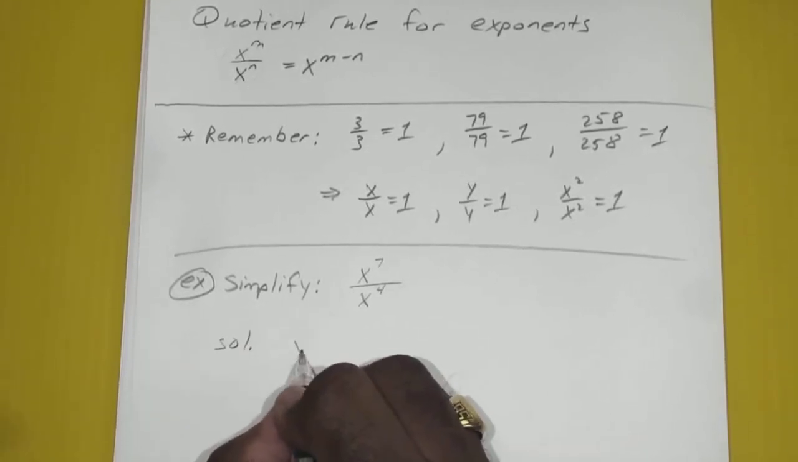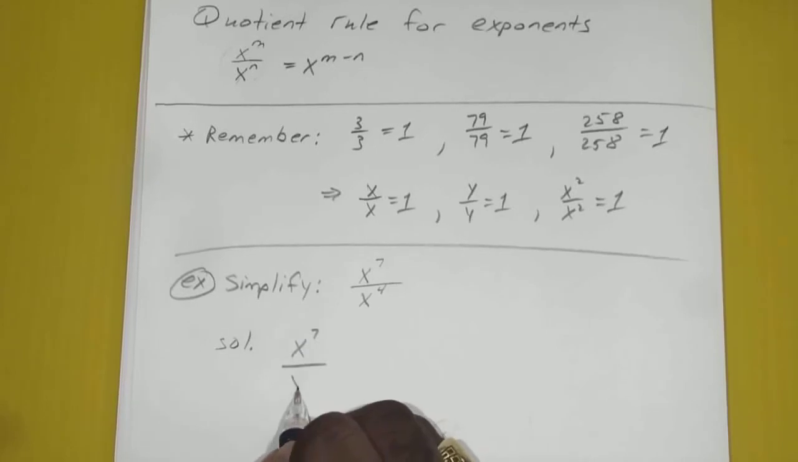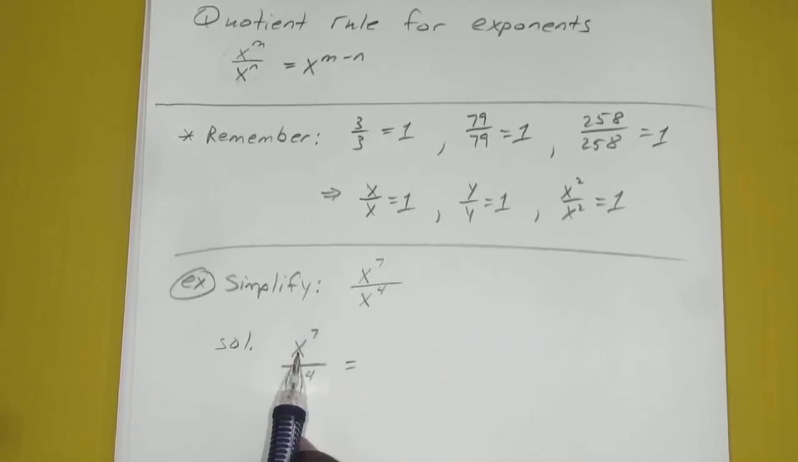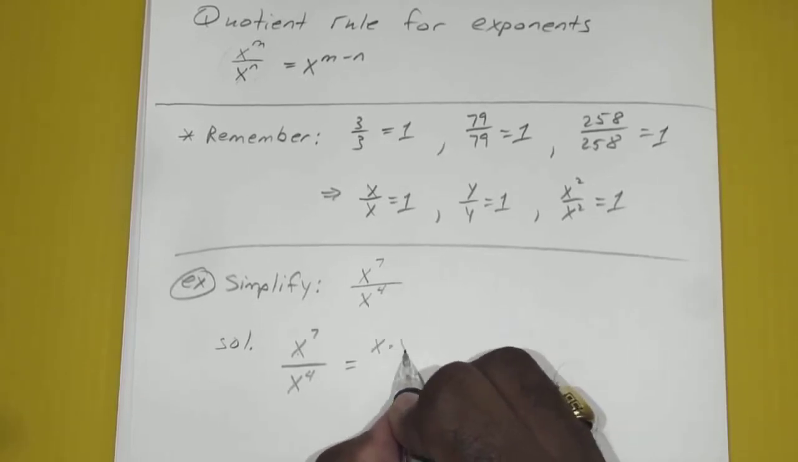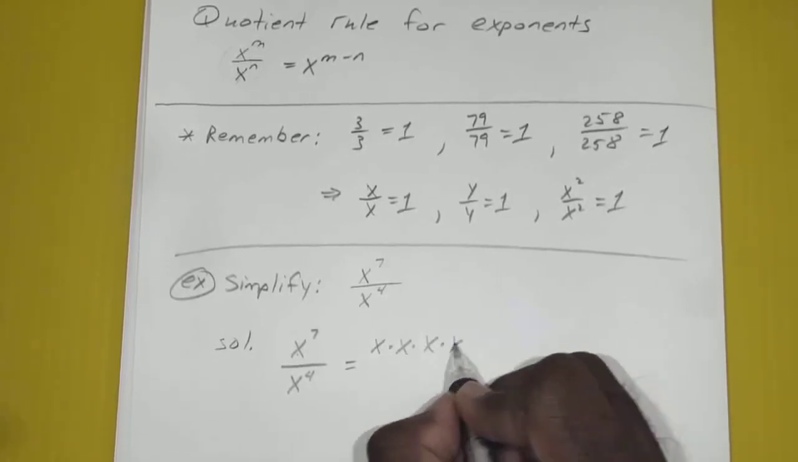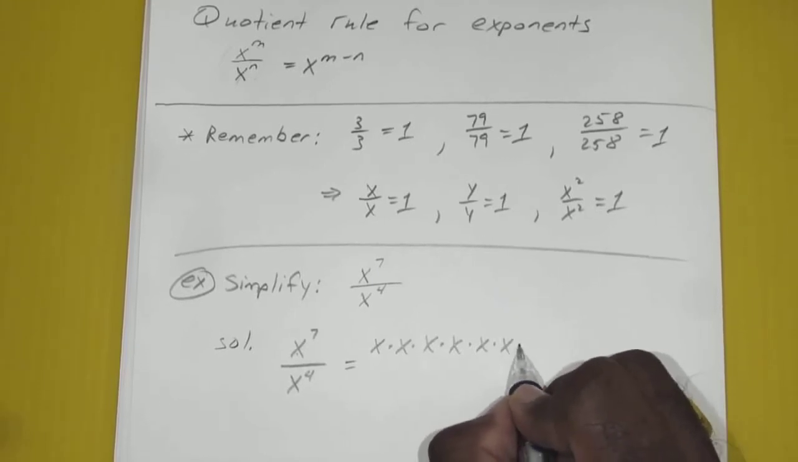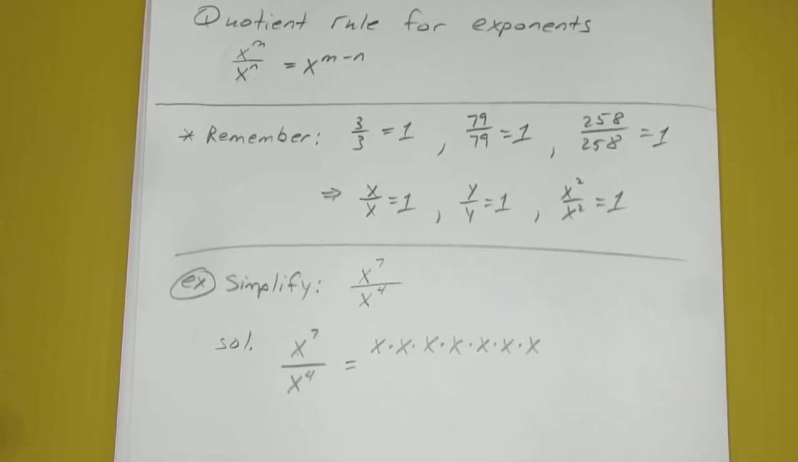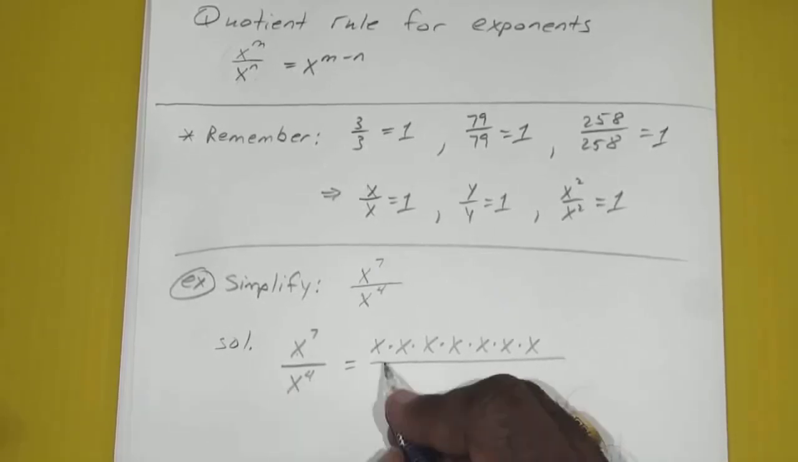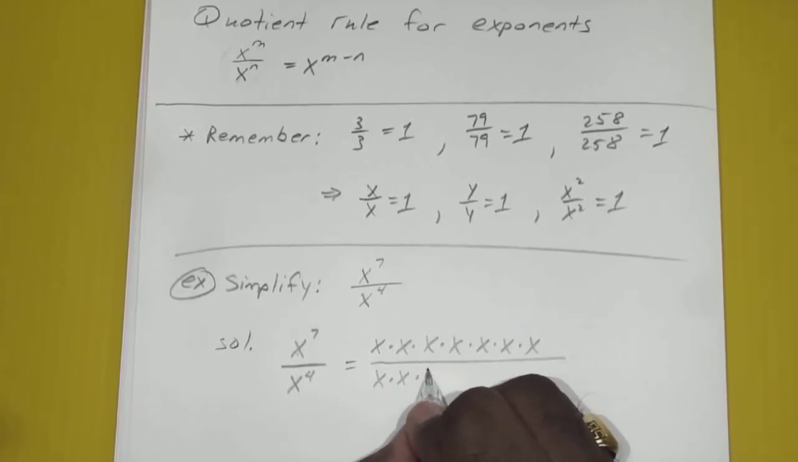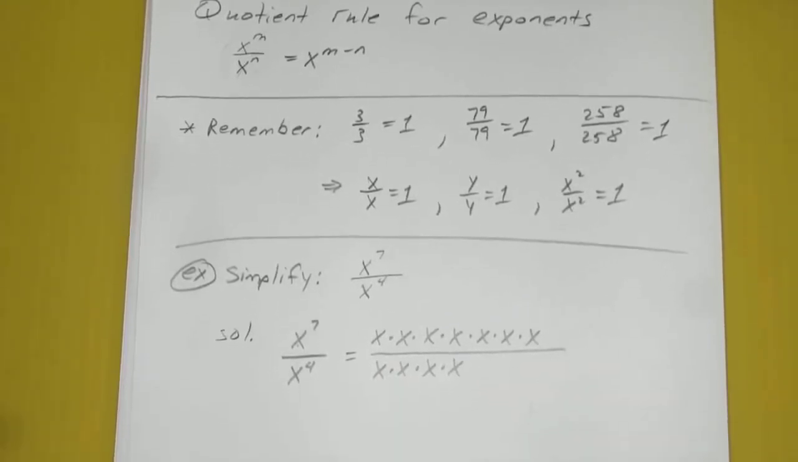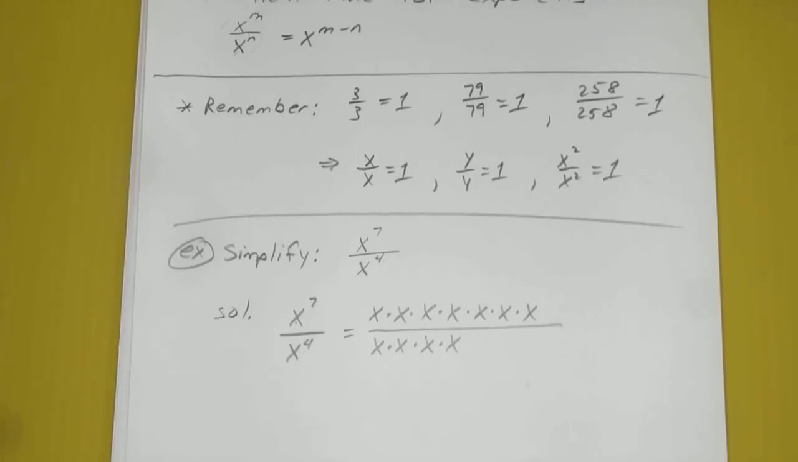Okay. So if we have x to the 7th power over x to the 4th power, we know x to the 7th power is just x times x times x times x times x times x times x. And we know x to the 4th power is just x times x times x times x. Now if we wanted to, we could just separate all those. With multiplication, you can separate them.